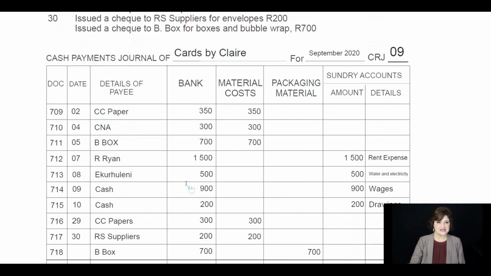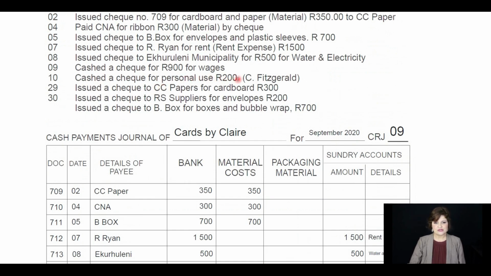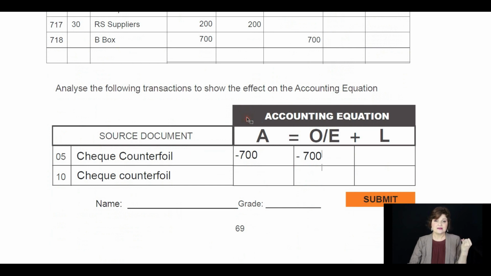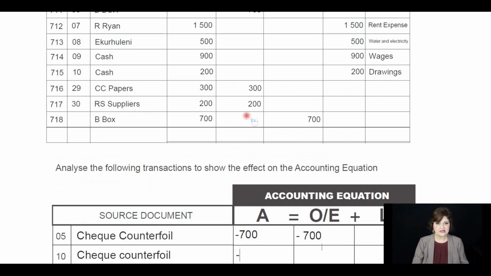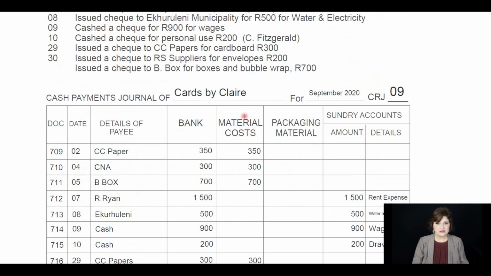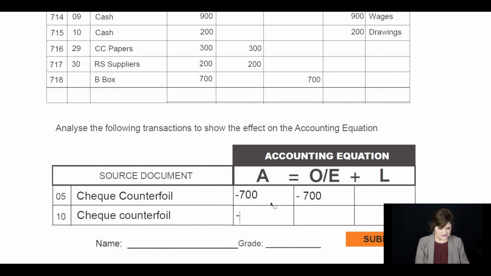All right, let's have a look at the transaction on the 10th. Cashed a check for personal use, 200 Rand. The 2 accounts are bank. When you see check, it's always bank. And the other account was drawings. And drawings is an owner's equity account. Can you remember what the other owner's equity account is? Capital, that's right. Now we're dealing with drawings. So what happens is bank, we've written out the check, so the bank decreases by 200 Rand, by 700 Rand, sorry. Is it 700? Let's quickly just check. Personal use, 200 Rand, that's right, minus 200 Rand. And drawings is an owner's equity account, and drawings always decreases owner's equity, so it will be minus 200 Rand.